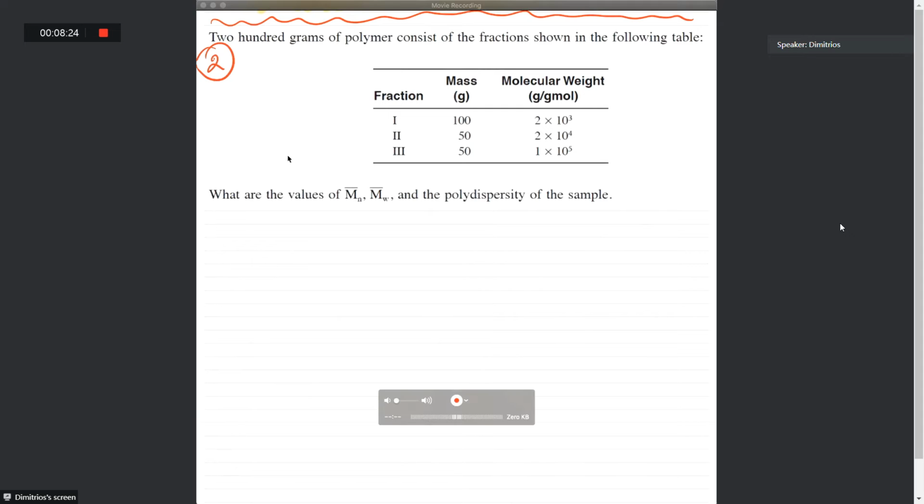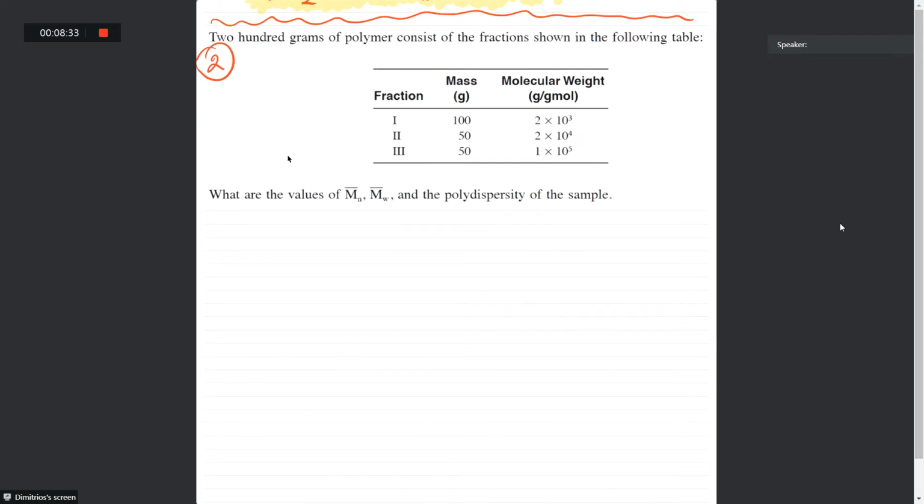Anyone? I don't see any answers in the chat. That's very weird. This is very easy. Come on. Let me see the Polymers group. Anyone has posted anything? No. Materials group? No one. Okay, I give you two more minutes and I'll provide you with the answer.